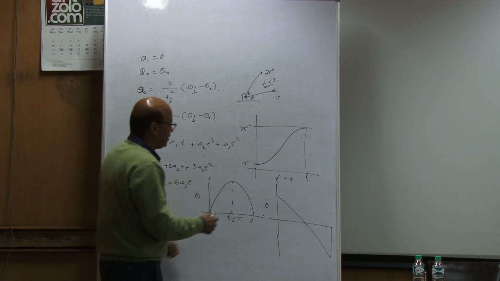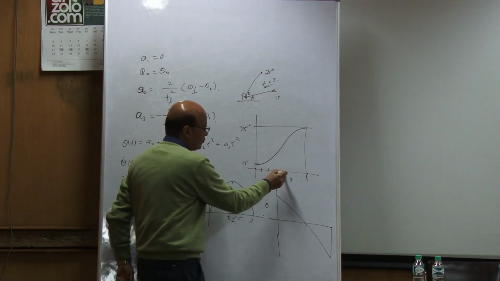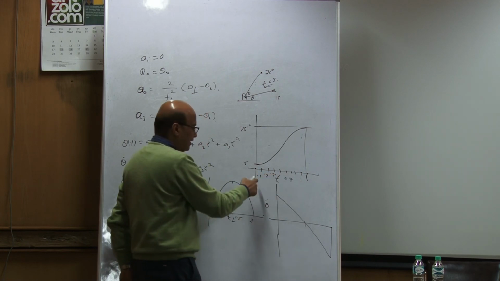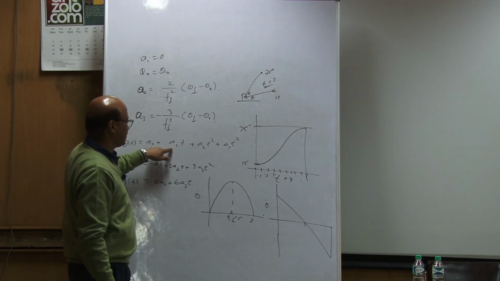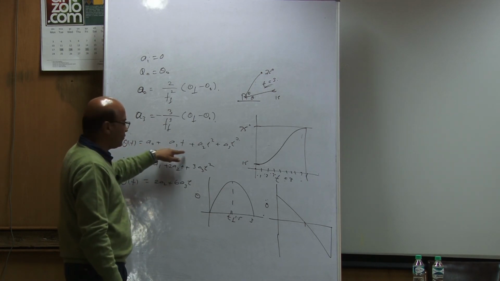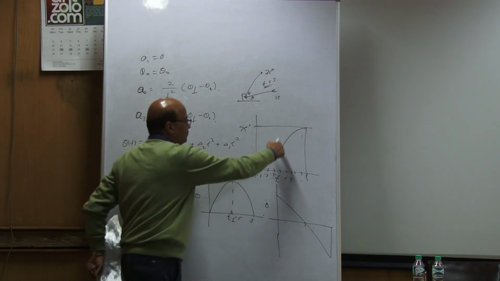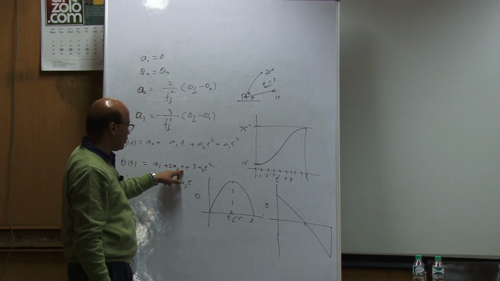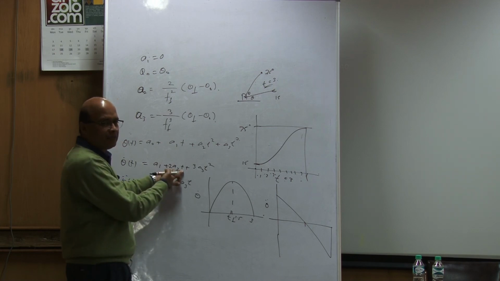So how did I get this graph? I can divide it into small segments, right? So 0.1, 0.2, 0.3 seconds. I take 0.1, put it in this equation, and I get theta. Then I take 0.2, 0.3, 0.4, 0.5, I get theta, and that's how I've drawn this graph. Similarly, for position also, I take 0.1, 0.2, 0.3, 0.4. That's how I'm simulating it.